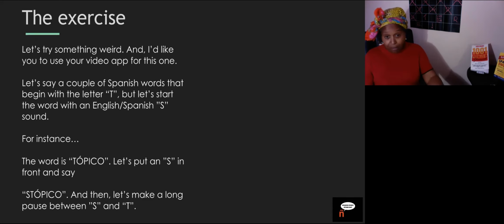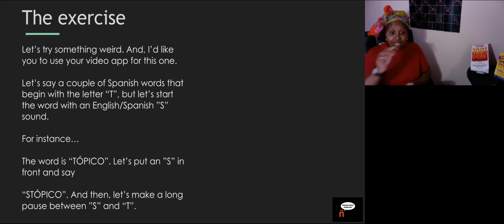I'd like you to use your video app. Get your camera, or whatever video app you use, and put it on record. Let's say a couple of Spanish words that begin with the letter te, but we're going to start them as if they began with the letter S. For instance, the first word we will use is "tópico," but we're going to spell it with an S at the beginning and say "stópico." And then let's make that long pause between the S and the te.